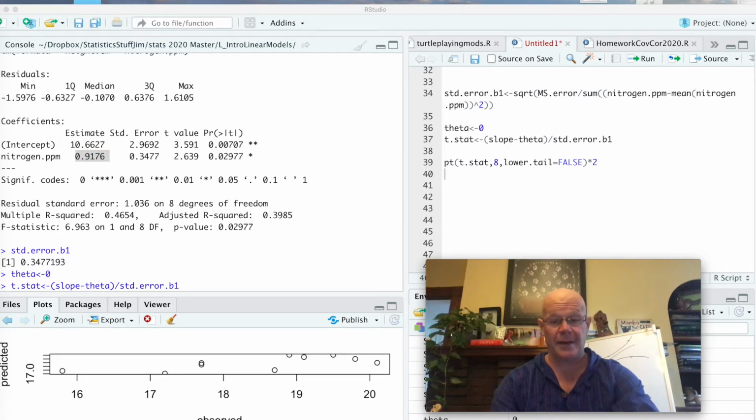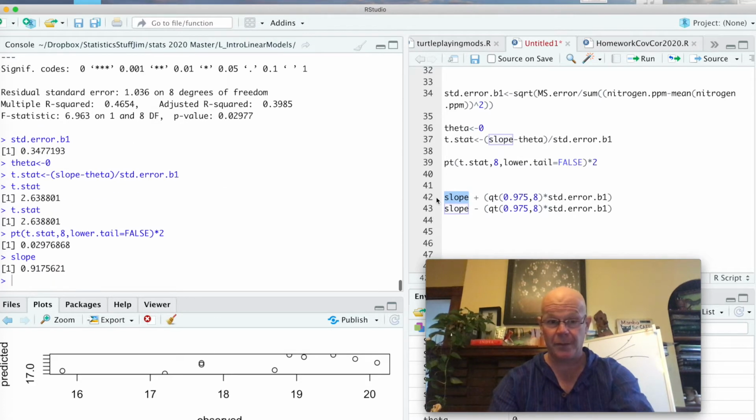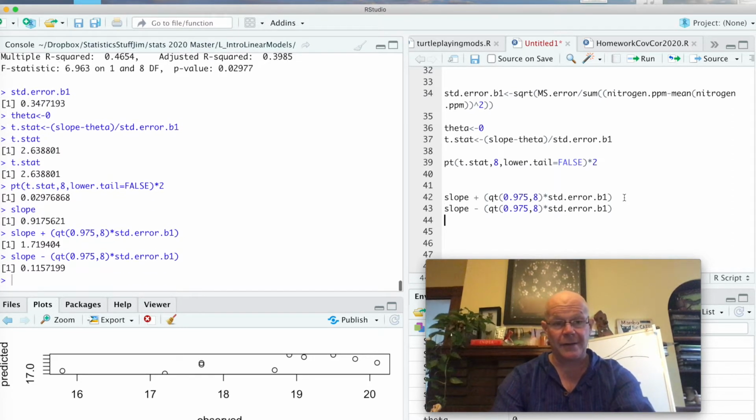So I will just cut and paste this from the code that I've given y'all. Here we have our estimate of the slope. And then what are we going to do? We're going to add to that the quantile for the 0.975 quantile at 8 degrees of freedom for the t distribution times our standard error around the slope. And so this is the exact same way that we calculated the 95% confidence interval around the mean, except here we're doing the 95% confidence interval around the slope. And so I can do that for the upper bound and for the lower bound.